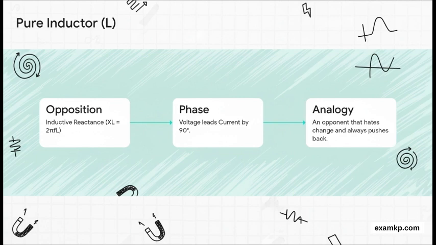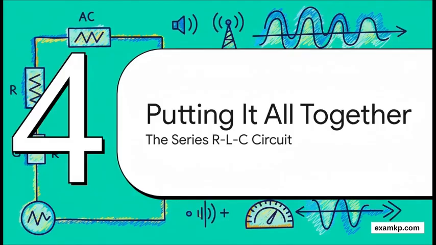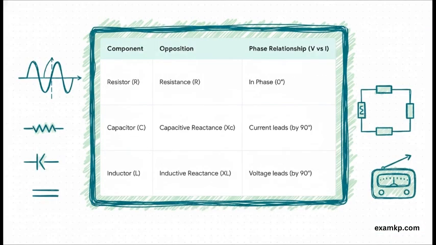Alright, this is where it all comes together, the main event. What on earth happens when we put all these different components, the resistor, the capacitor, and the inductor, into one single circuit? So let's quickly recap the battle that's happening inside this circuit. You've got the resistor, who's just chilling, not picking a side. You've got the capacitor, trying to pull the current forward. And you've got the inductor, trying to pull the voltage forward. It's these competing forces that we now have to combine.